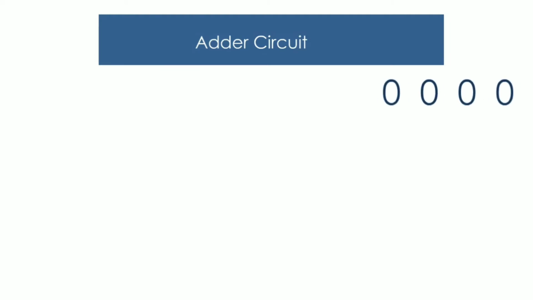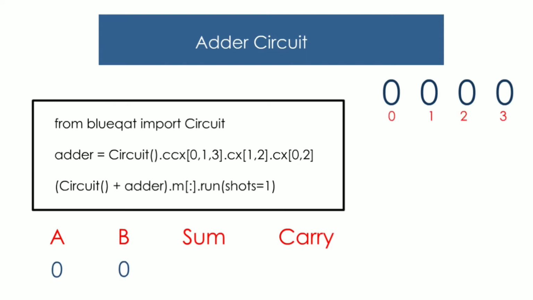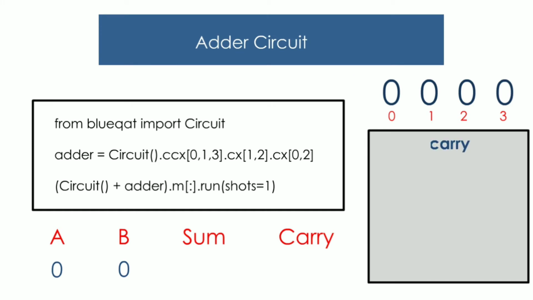Now let us see how we got the output as 0000. From this code, we know that the inputs are 00. Now let us take a look at the carry circuit. For the carry circuit, we take 3 qubits, that is qubits 0, 1 and 3. As we know, in a CCX gate there are 2 control bits and 1 target bit, and the target bit will flip only if the 2 control bits are both 1. Now in this case, since both the control bits are 0, the target will not flip, therefore the carry circuit output will be 0.